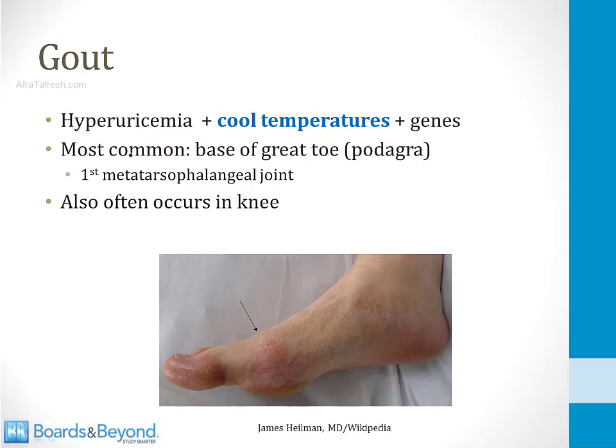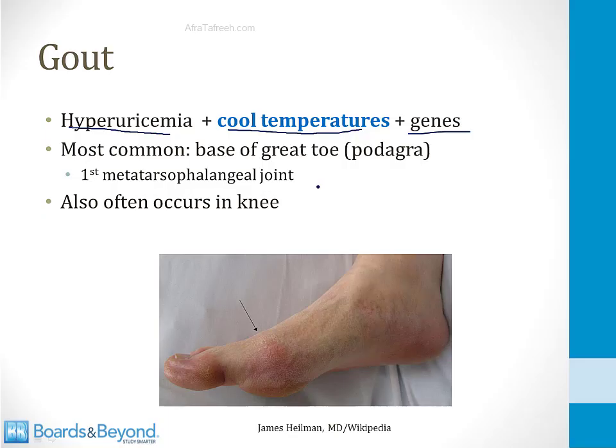One way to think about gout is that in order to get this disorder, you basically need three things. First of all, you need hyperuricemia for some reason, and we'll talk about many causes of hyperuricemia in this video. Secondly, you need cool temperatures, so gout is not going to happen in the middle of the abdomen, it's going to happen in joints that are far away from the body, and therefore they are relatively cooler. And then finally, you need a genetic predisposition. So some people with hyperuricemia do not develop gout, other people do. That's got to do with our genes.